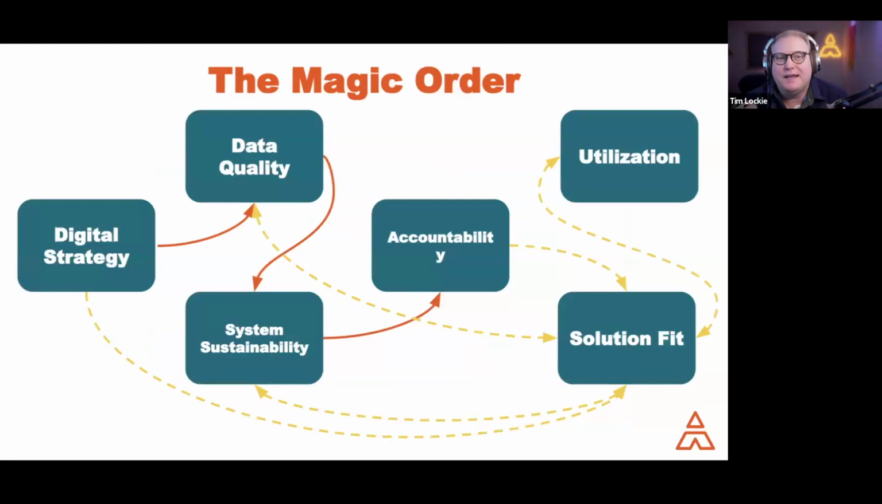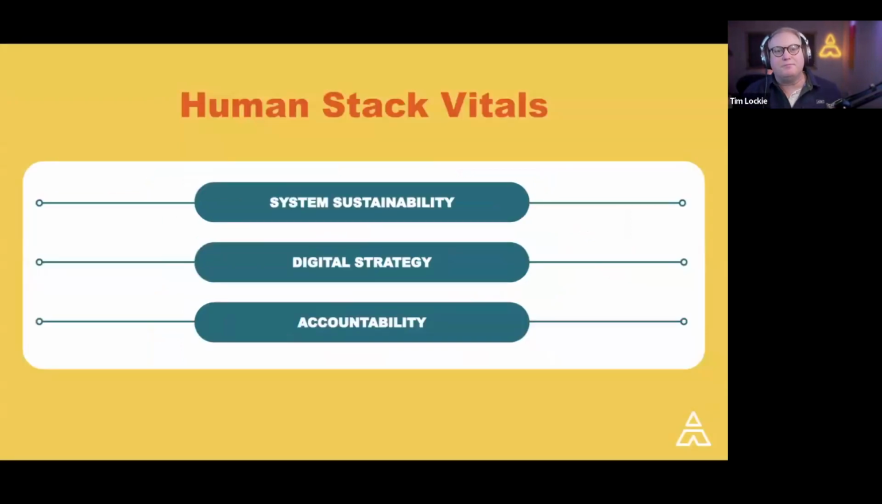So this is what I call the magic order. You want to start with digital strategy, then data quality, system sustainability, accountability, and utilization and solution fit are indirect things that you work on, unless you do a big lift and start adding another system for solution fit. Okay, first up, human stack vitals. There are three: system sustainability, digital strategy, and accountability.